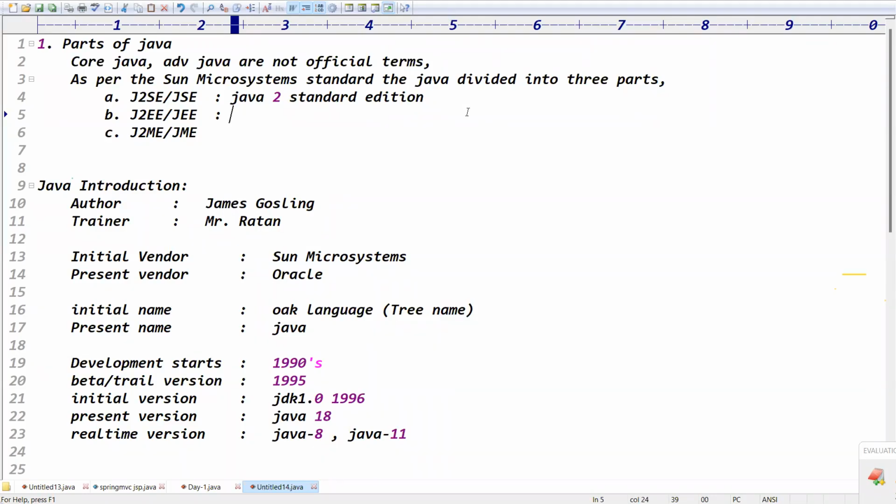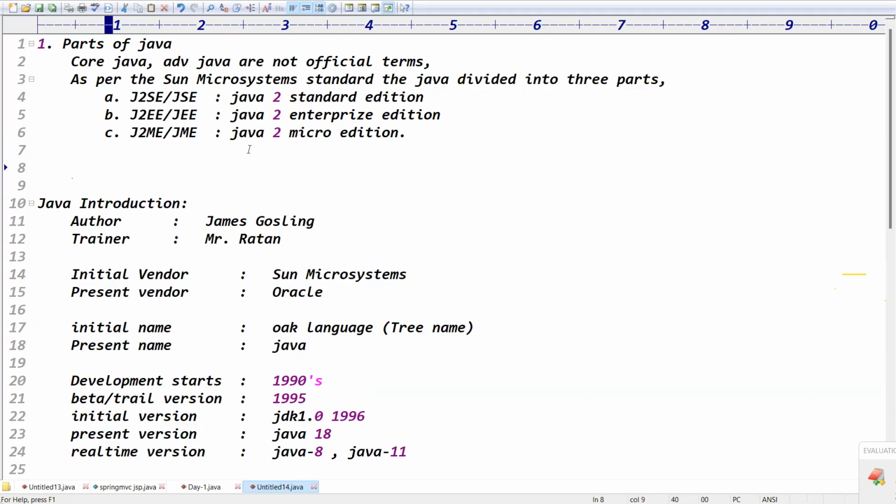Yes, core Java is a part of what? J2SE, right? That I'll tell you. Java 2 Standard Edition. The second one is Java 2 Enterprise Edition, right? The third one is Java 2 Micro Edition, right? Exactly. Java 2 Standard Edition, Java 2 Enterprise Edition, Java 2 Micro Edition, the three parts of Java basically.